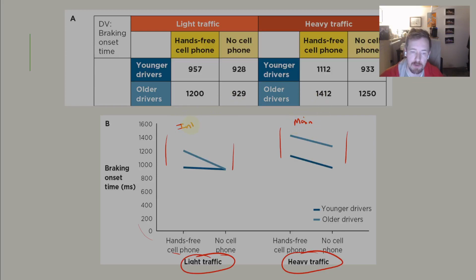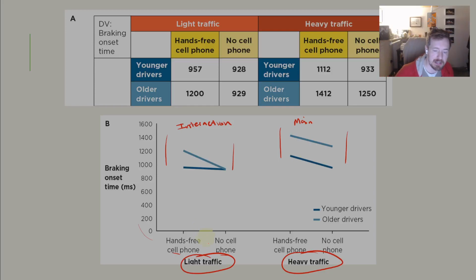Over here we don't have parallel lines. So what we can say is, we know that age makes a difference, but does cell phone use or hands-free cell phone use matter? It doesn't seem to matter when you are in heavy traffic. Whether or not you have a cell phone, it doesn't make too much of a difference. What makes more of a difference is the age of the individual in heavy traffic.